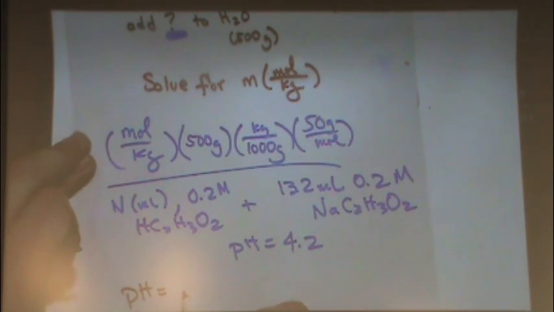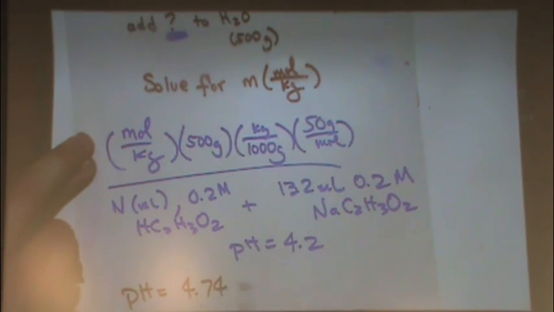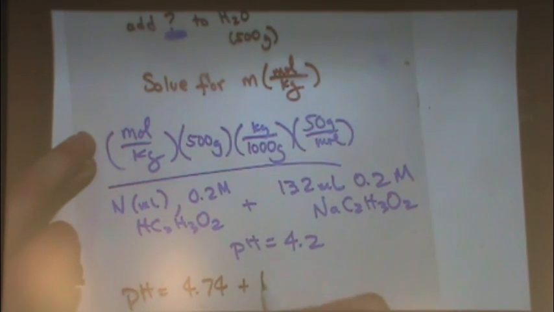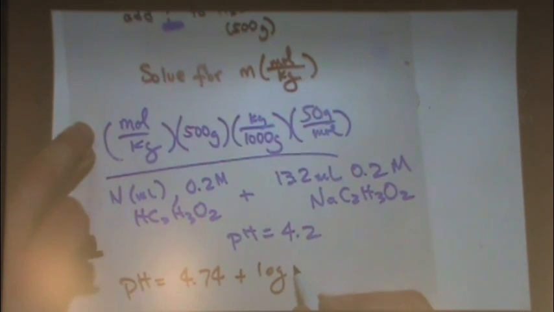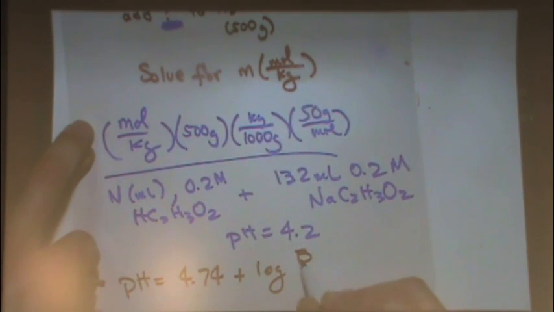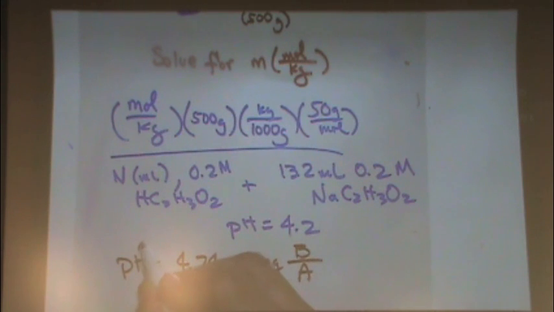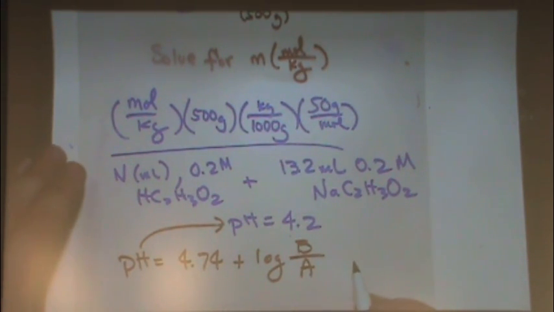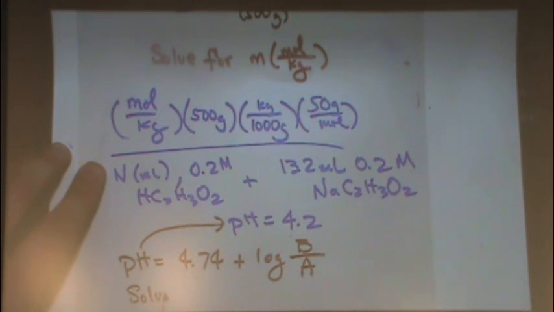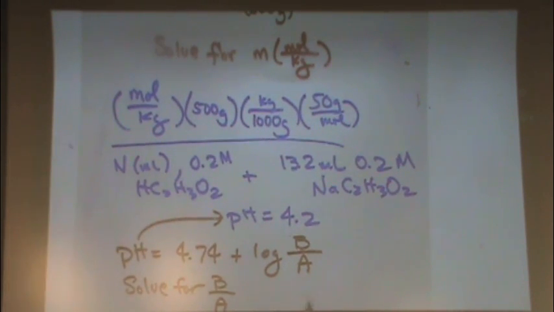pH is equal to pKa, which I'm going to find on the back of the exam. I look on the back, it's 4.74 for acetic acid, plus the log of the base over the acid. Now the pH I know, it's right here. And what I recommend to do first is solve for B over A.